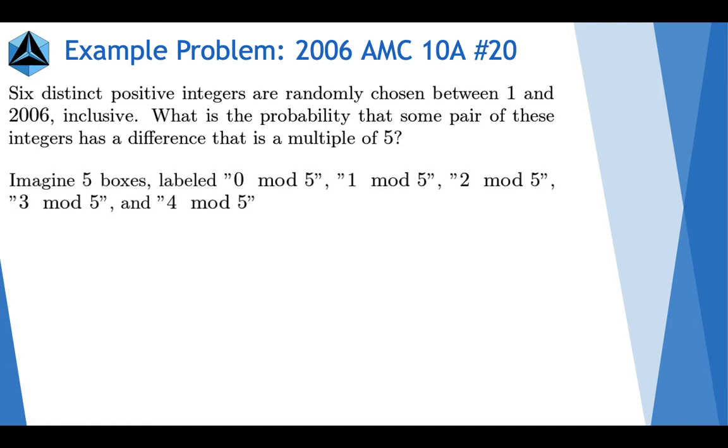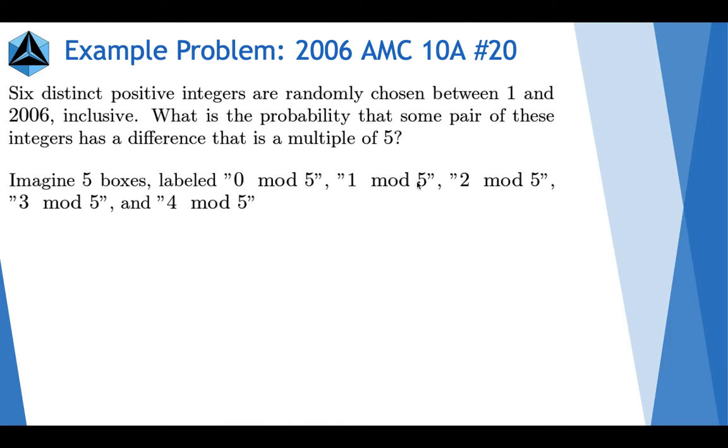Okay, so imagine 5 boxes labeled 0 modulo 5, 1 modulo 5, 2 modulo 5, 3 modulo 5, and 4 modulo 5. Mod 5, as you may have learned from our modular arithmetic lecture, or if you just had prior knowledge on this, to say that something is something mod 5 or something mod 7, or something mod 3029, it's just the remainder that that number has when divided by this number right here.